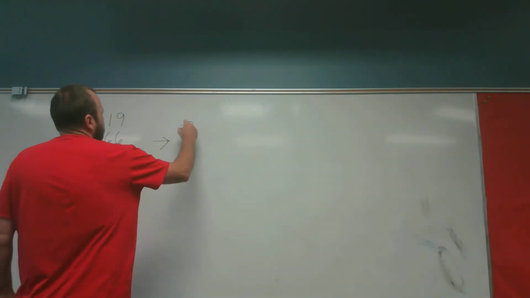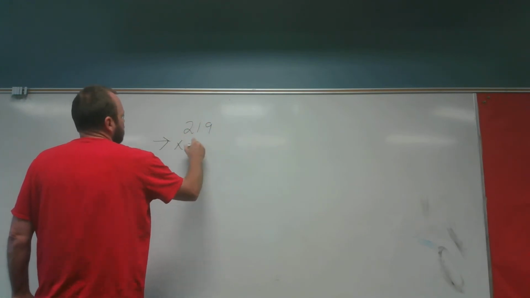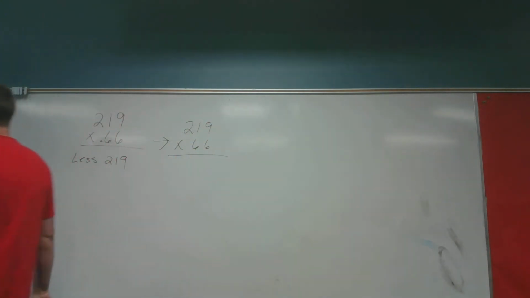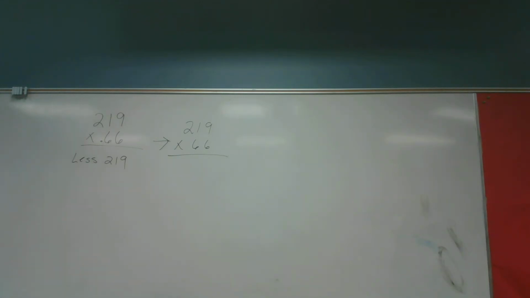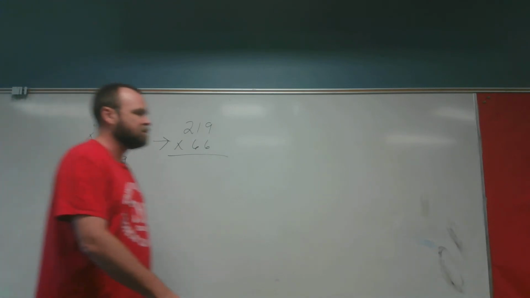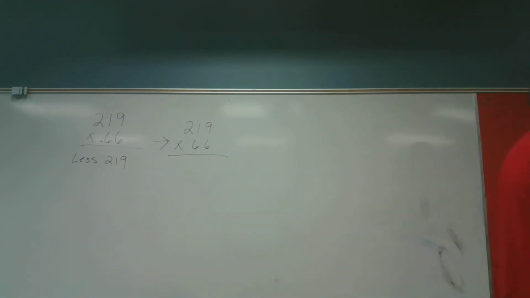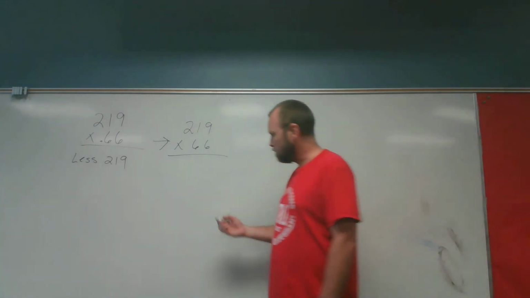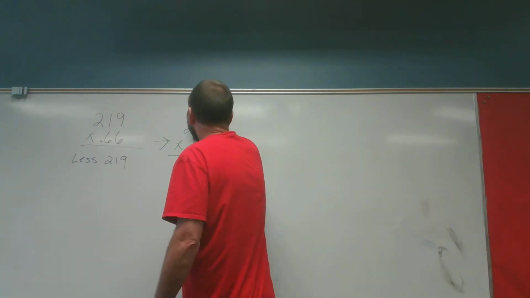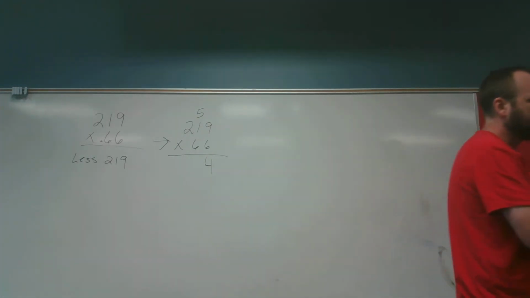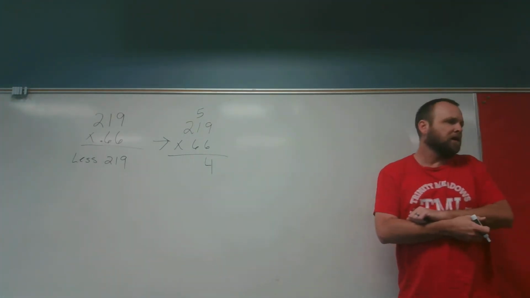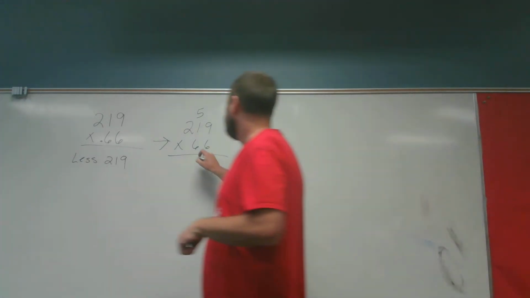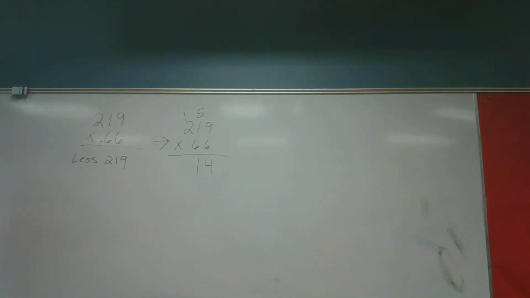Now, we do the problem ignoring the decimal point. So then I have 219 times 66. So Colin, 6 times 9. 54. Colin, 6 times 1. 6, plus 5, 11. Carry my 1. Colin, 6 times 2. 12, plus 1, 13.